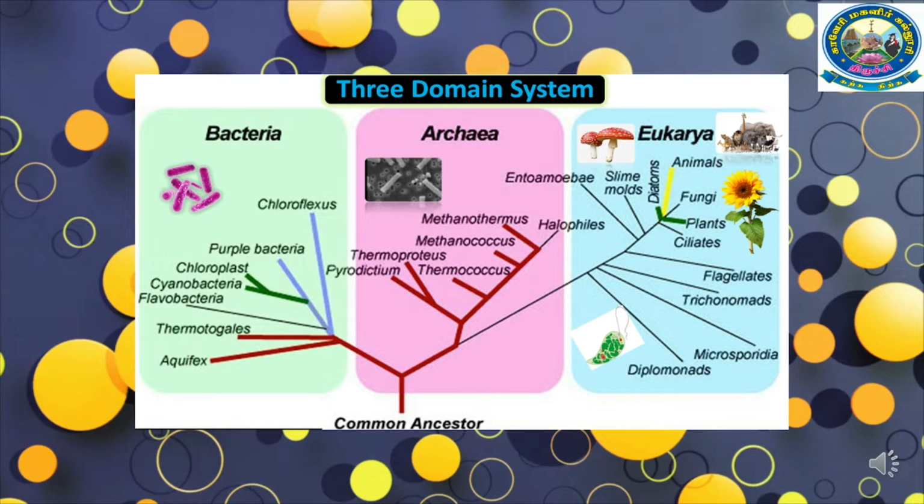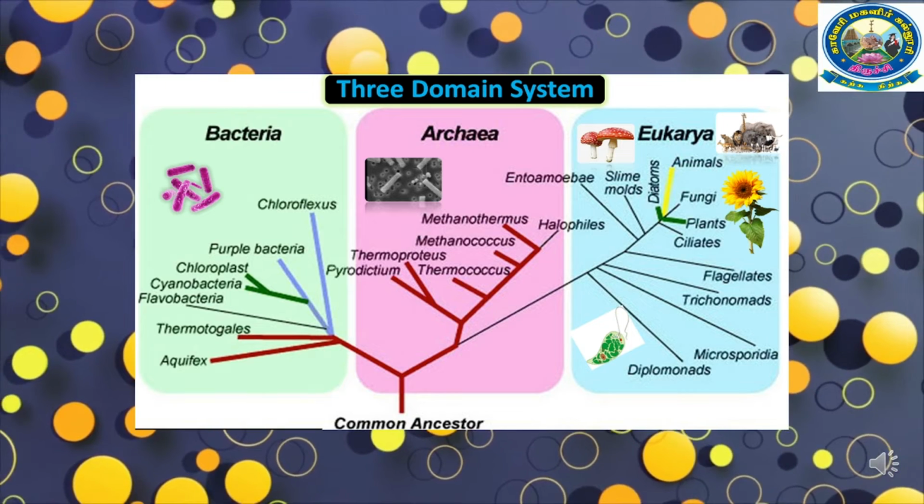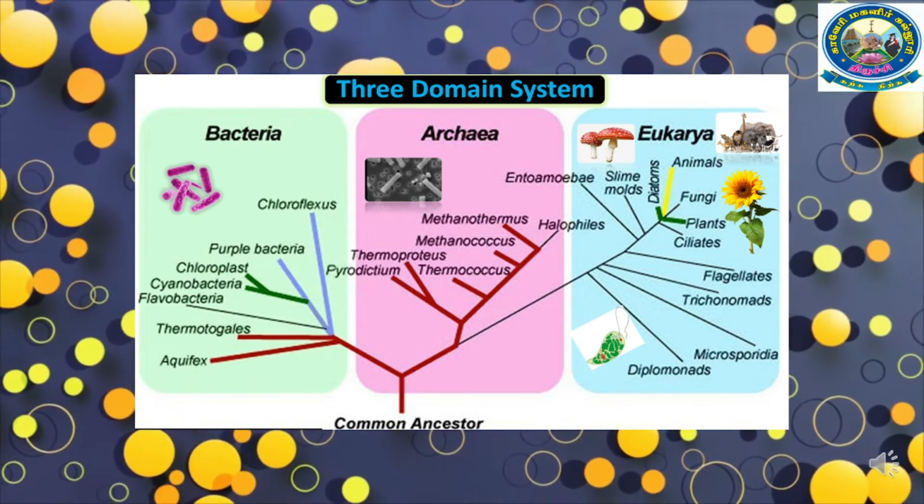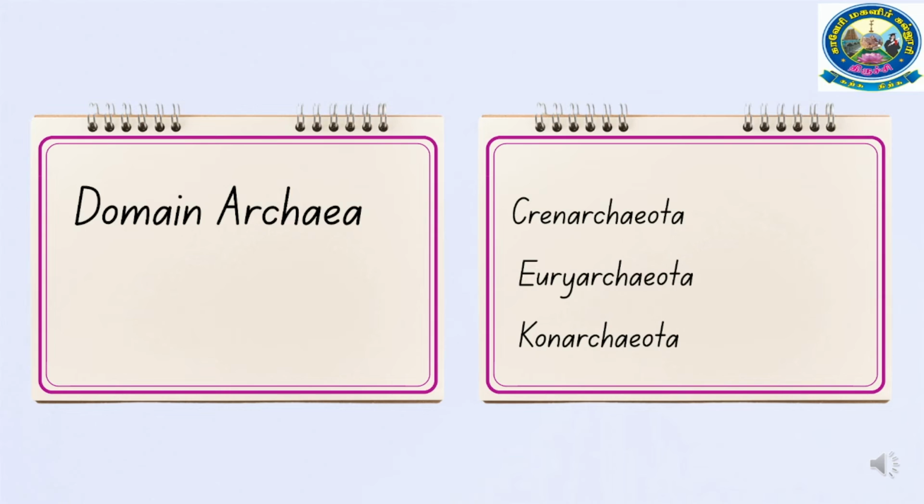Now coming to the pictorial representation of the 3-domain classification system. The pictorial representation includes the bacteria, archaea and eukarya kingdoms. Examples of bacteria include purple bacteria and flavobacteria. Examples of archaebacteria include methanococcus and thermococcus. Examples of eukaryotes include flagellates and trichomonads.